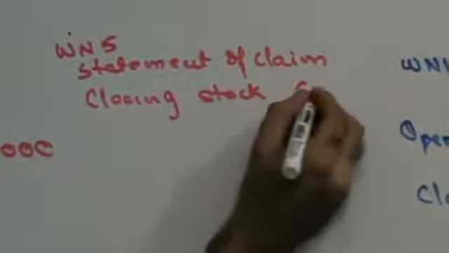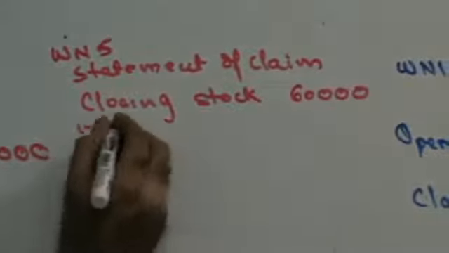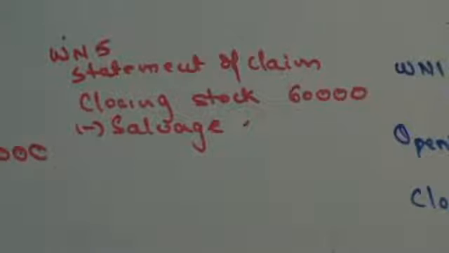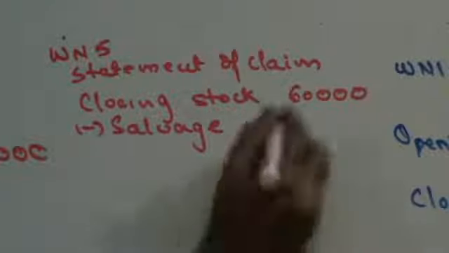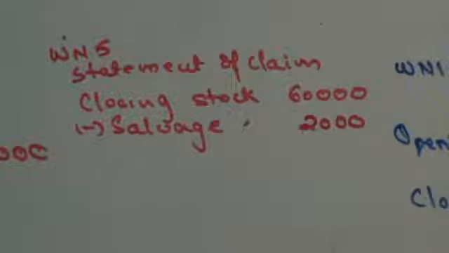Closing stock. Closing stock is 60,000 less salvage. Salvage is given to you as 2,000. Right? Now, for calculating the closing stock, you took the prices of last year. Now, if closing stock is valued at 60,000 last year, when you submit the insurance claim this year, you will be paid as per the current year prices.